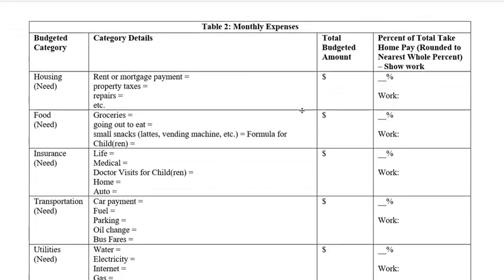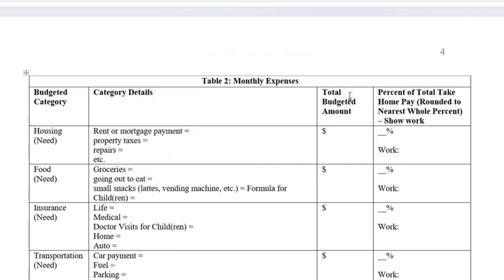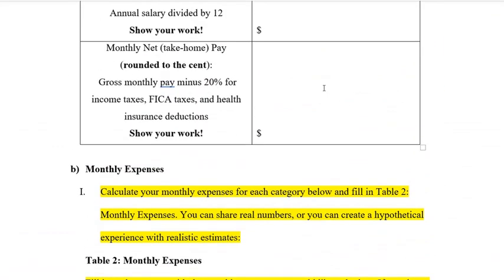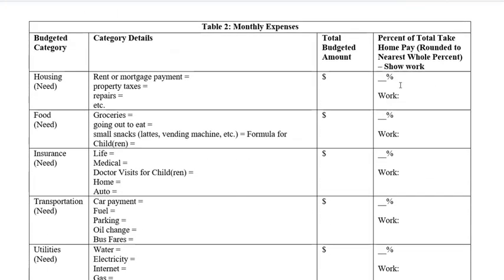Okay, and then they ask you to fill out this part, so all you have to do here is take however much you have budgeted for your rent or your mortgage payment, and then divide it by that gross monthly pay that we have up here, and that will be the percentage that's going to housing.